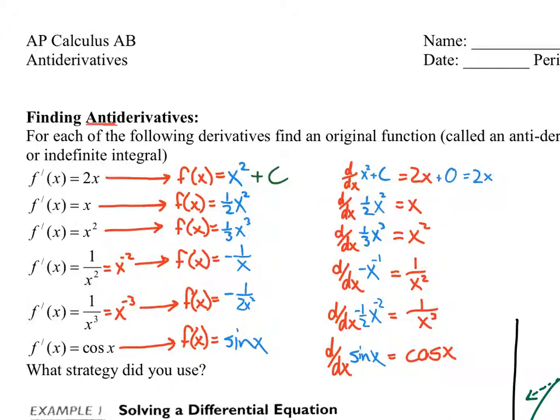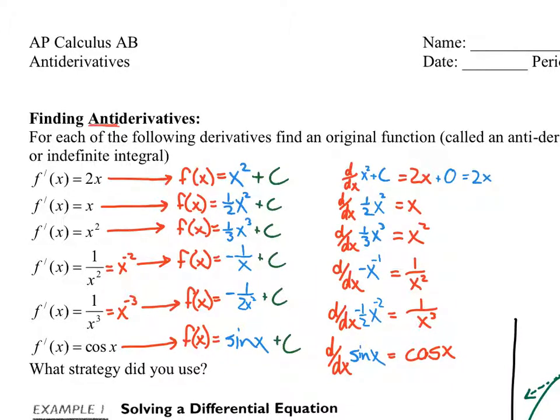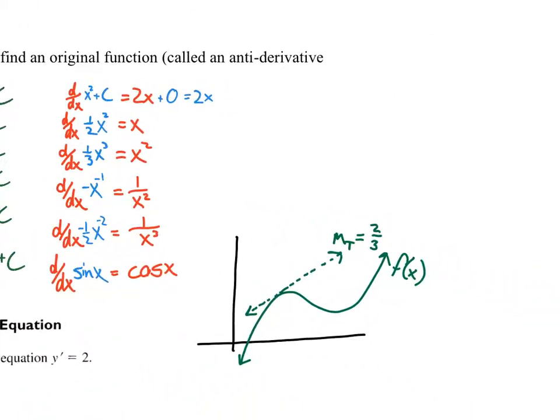However, I want to take a step back and look at this plus c, because every one of these could have the plus c on them, because the derivative of any of these plus a constant would be the same thing. And you'll notice here I have this diagram right over here.